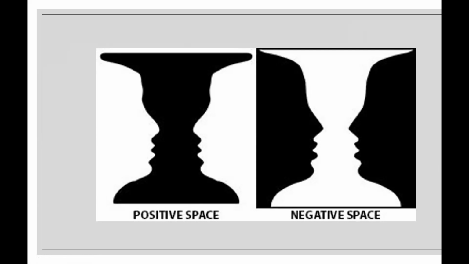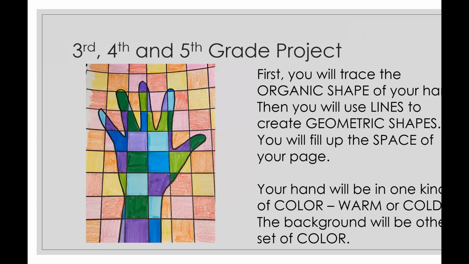What you guys are going to be doing today is you are still going to be doing positive and negative space, but you are going to be making artwork that has your hand, which is an organic shape. Then you are going to be making geometric shapes with the lines. And then we'll be working with warm and cool colors.